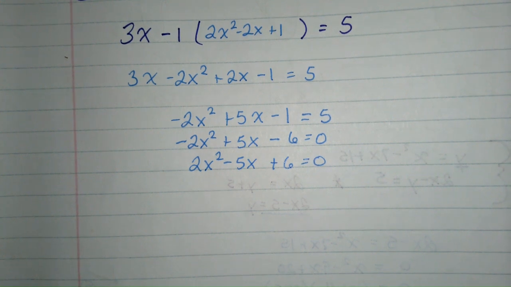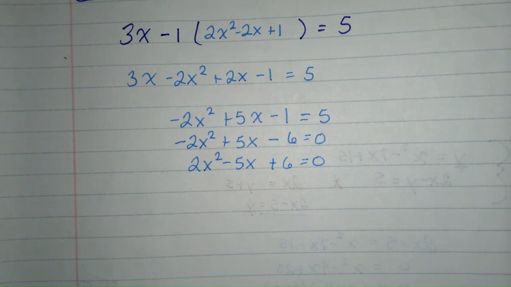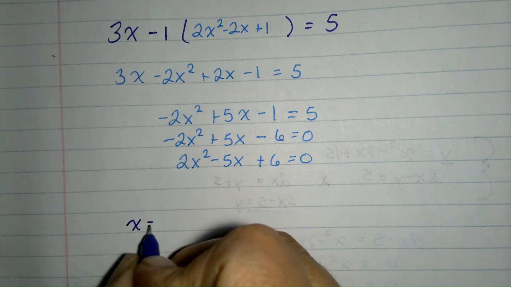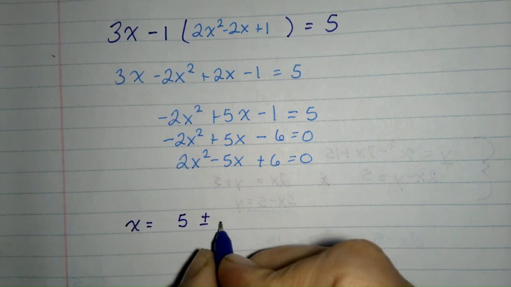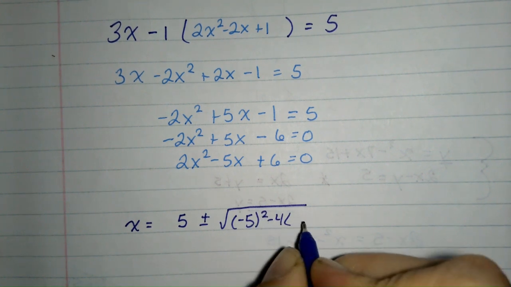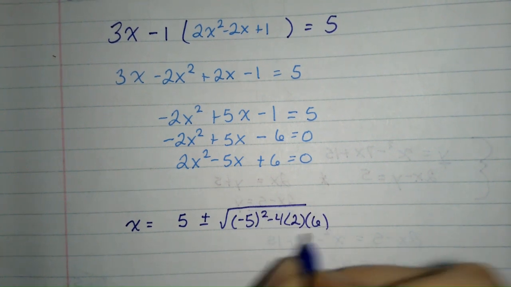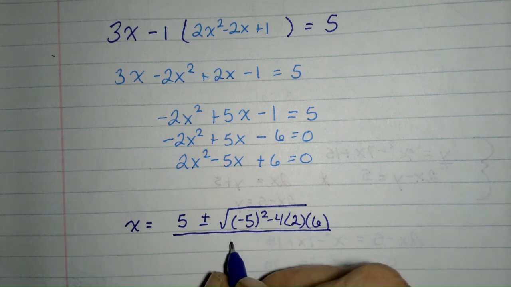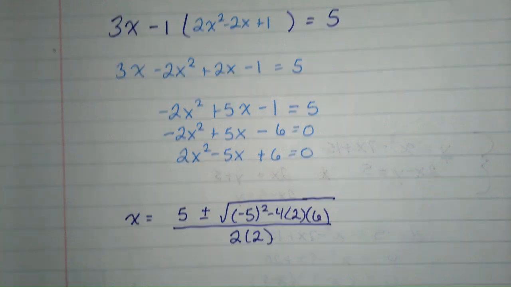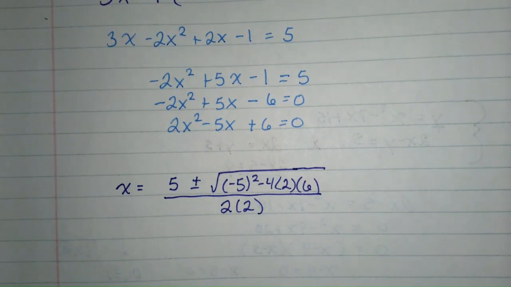Okay, because the a value is not 1, it's not fast to factor, and it's not fast to complete the square, so I'm going to go ahead and use the quadratic formula on this one. So x equals -b plus or minus the square root of b squared minus 4ac all over 2a. You might have heard me sing that in the quadratic formula practice.